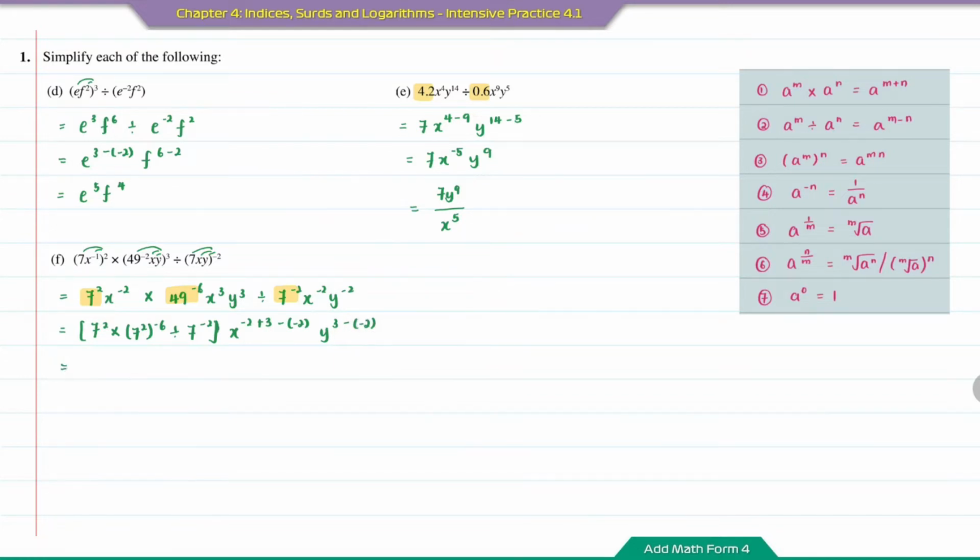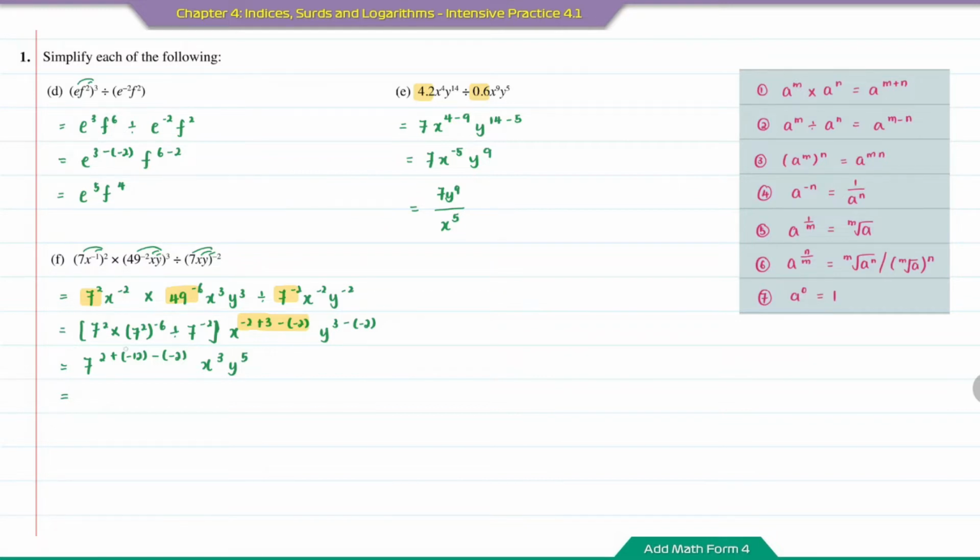Now for the bracket here, as all of them are in the same base, then we can just solve the brackets. So here you're going to have 7 plus, so 2 times negative 6 is negative 12. Then we're going to minus it with negative 2. So the x here, if you solve for this power, it's going to be negative 2 plus 3 plus another 2, which is equal to 3. And the y is equal to 5.